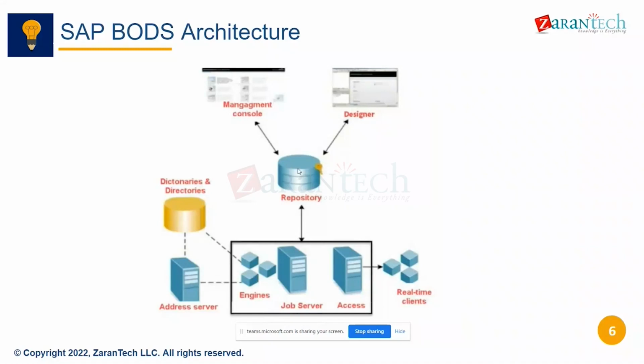Okay, so this repository will send on whichever signal it gets from the engine. That signal will pass to the management console and designer. In the management console, we can see the job status, and from the designer also we can see the job status. This is how it was designed in the backend.